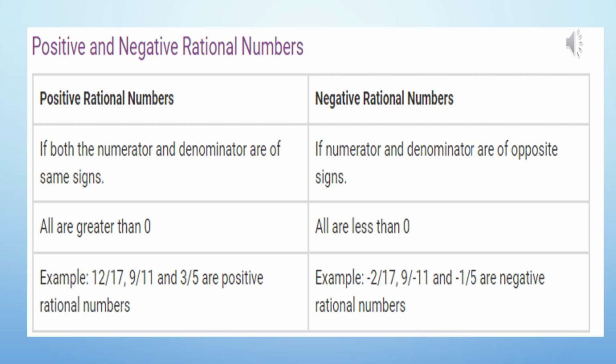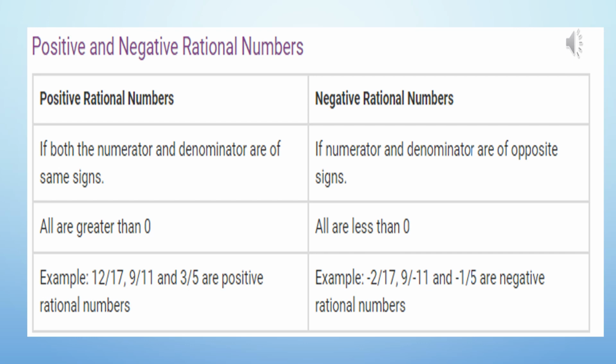Positive rational numbers. First, if both the numerator and denominator are of the same sign, for example, 2 upon 3 and minus 2 upon minus 3. In 2 upon 3, both numerator and denominator are positive, and in minus 2 upon minus 3, both numerator and denominator are negative. Second, all are greater than 0. Third, for example, 12 upon 17, 9 upon 11 and 3 upon 5 are positive rational numbers.